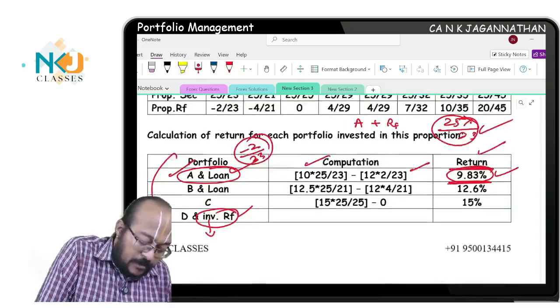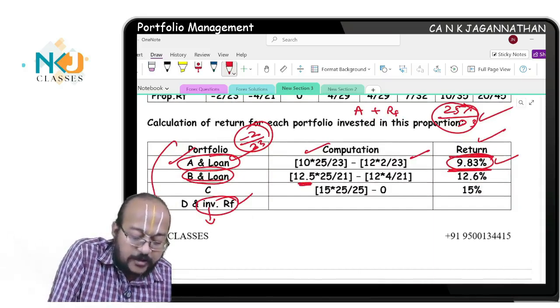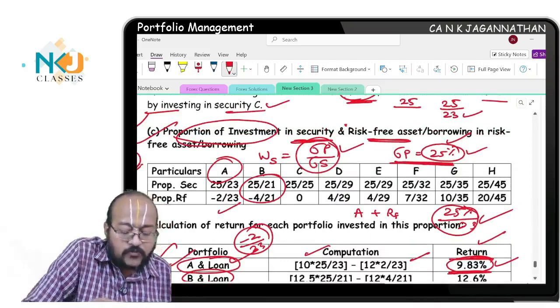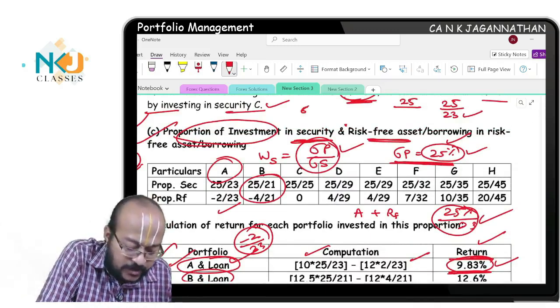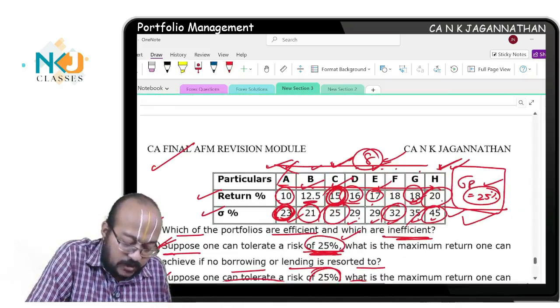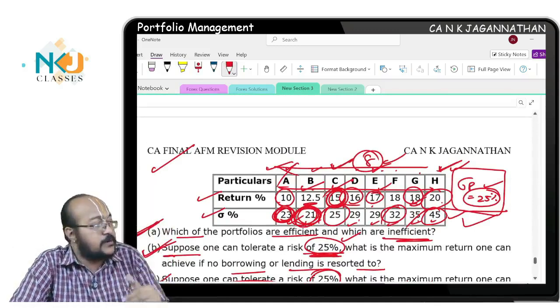Now, B plus loan. If you take B plus loan, what happens? 12.5% is the return earned by security B into 25 by 21. See, come to the proportion here. Come to B's proportion. How will you find out? Very simple. Sigma P 25 divided by 21. 21 is the sigma of the security, sigma of B. Can you see this? Sigma of B is 21. So 25 by 21 becomes a proportion.